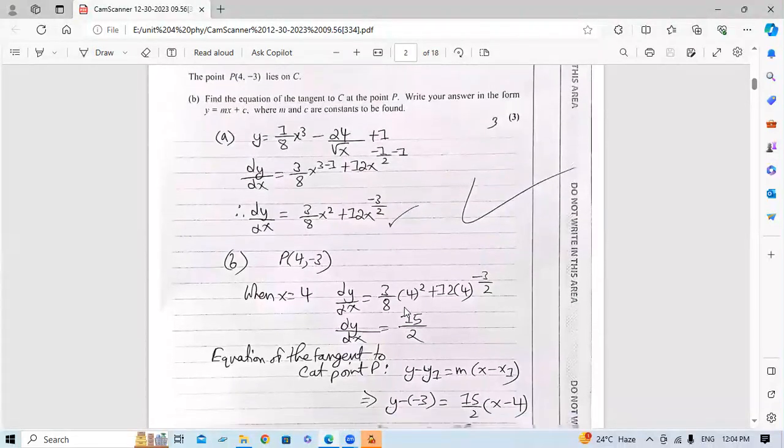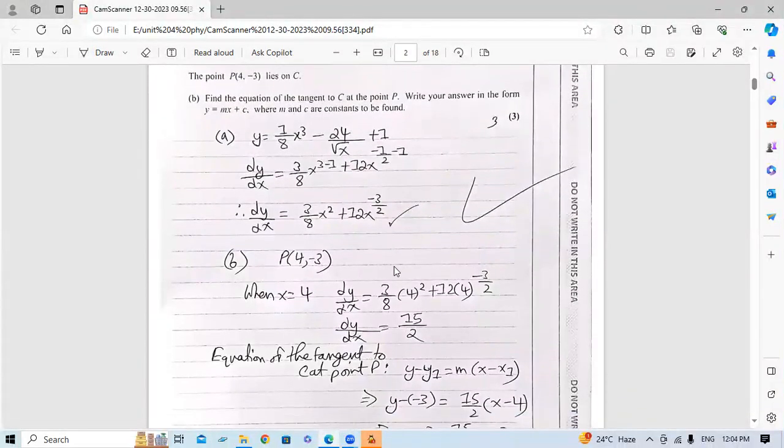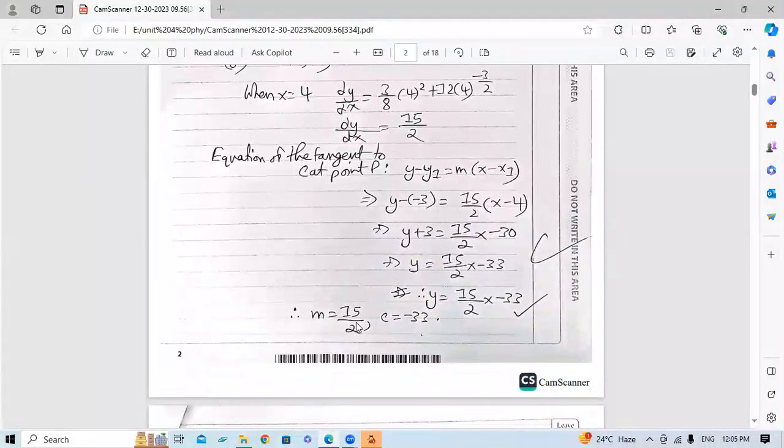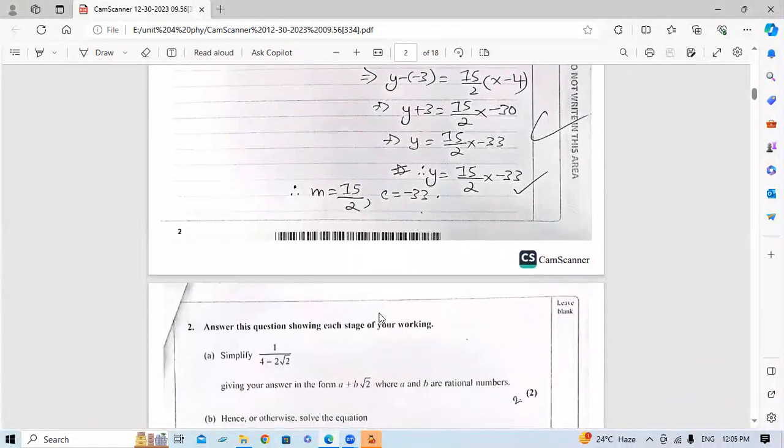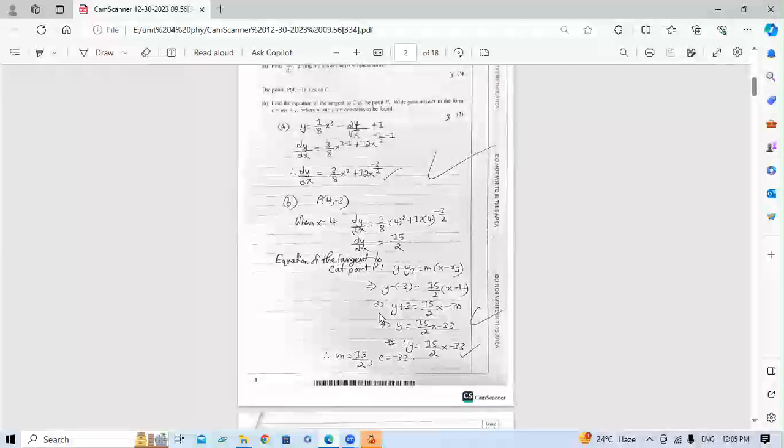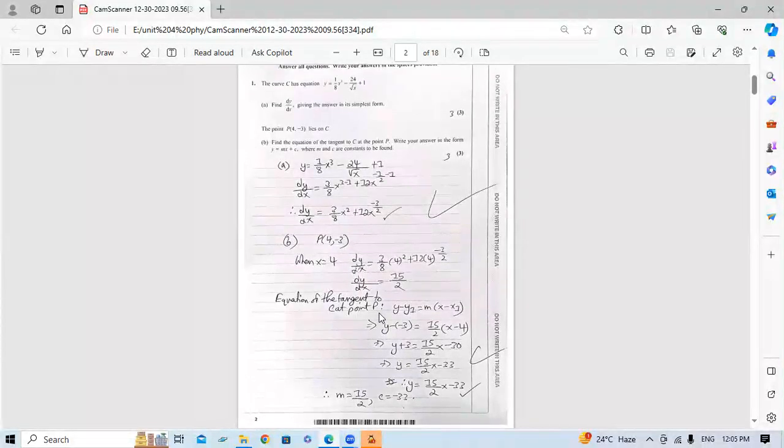And you need to state the m and c constants in the final answer. m equals 15/2, c equals minus 33. So that's the main answer. Here's the entire solution of number 1. You may take a screenshot for your own help.